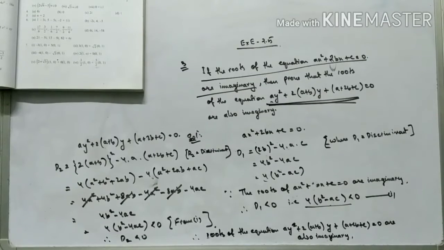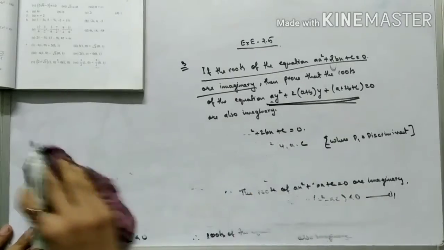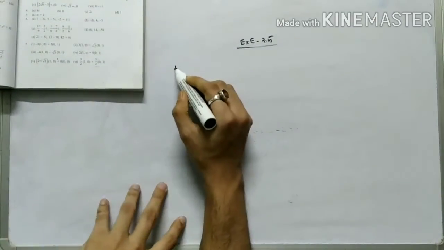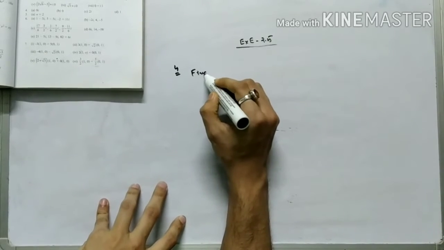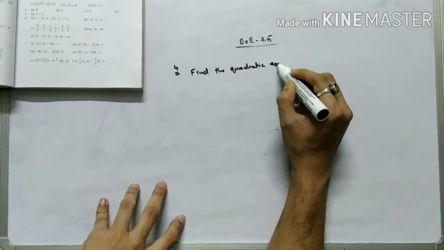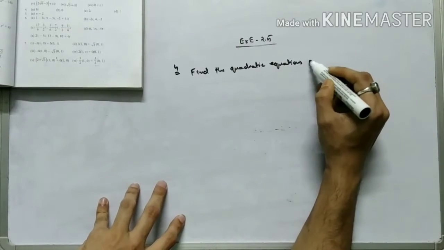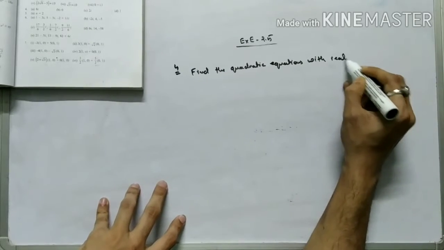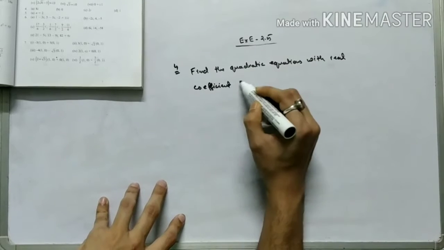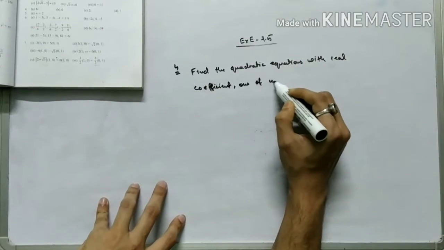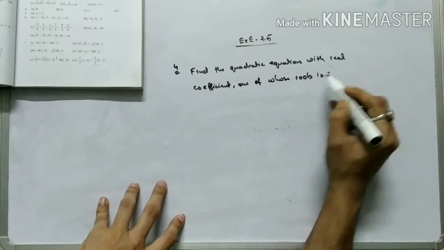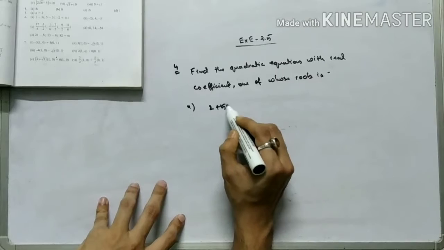Understand? So next I will go to number 4. Question number 4. Find the quadratic equations with real coefficient, one of whose roots is 2 plus 5i.